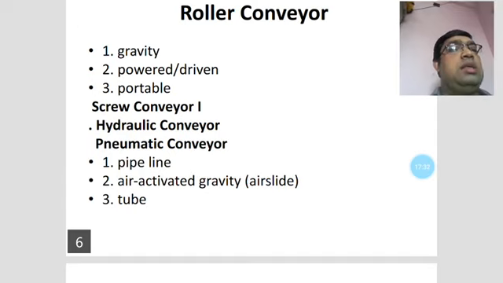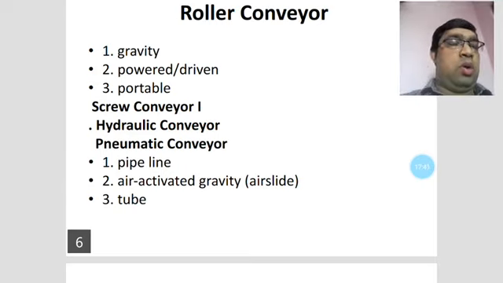Another thing is the pneumatic conveyor system. The pneumatic conveyor system is much more essential. With it you transfer small particles through a long pipe from one place to another place.